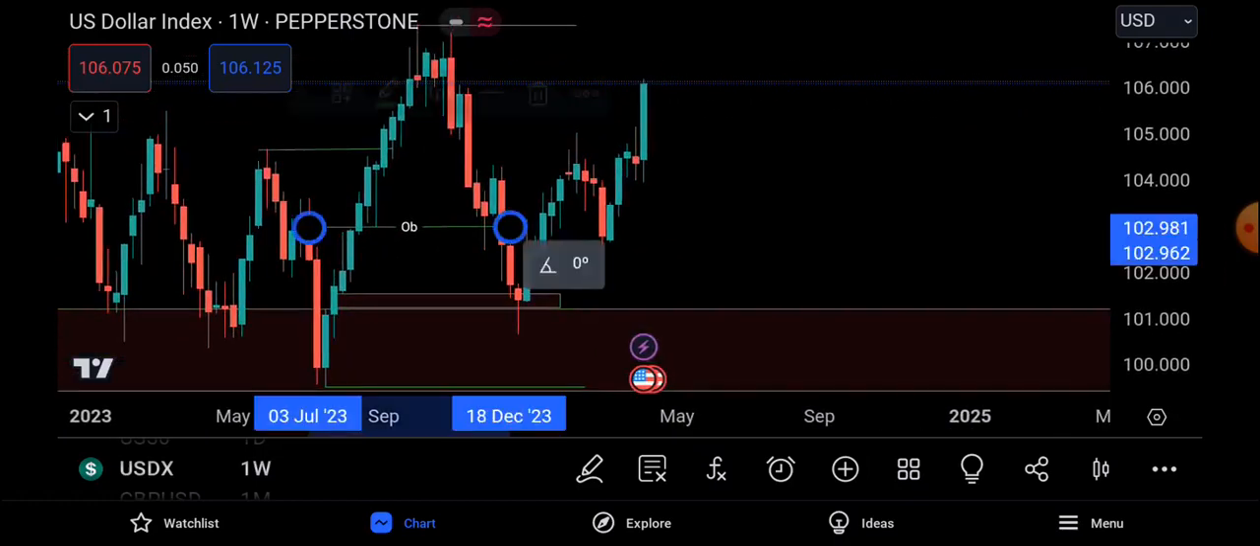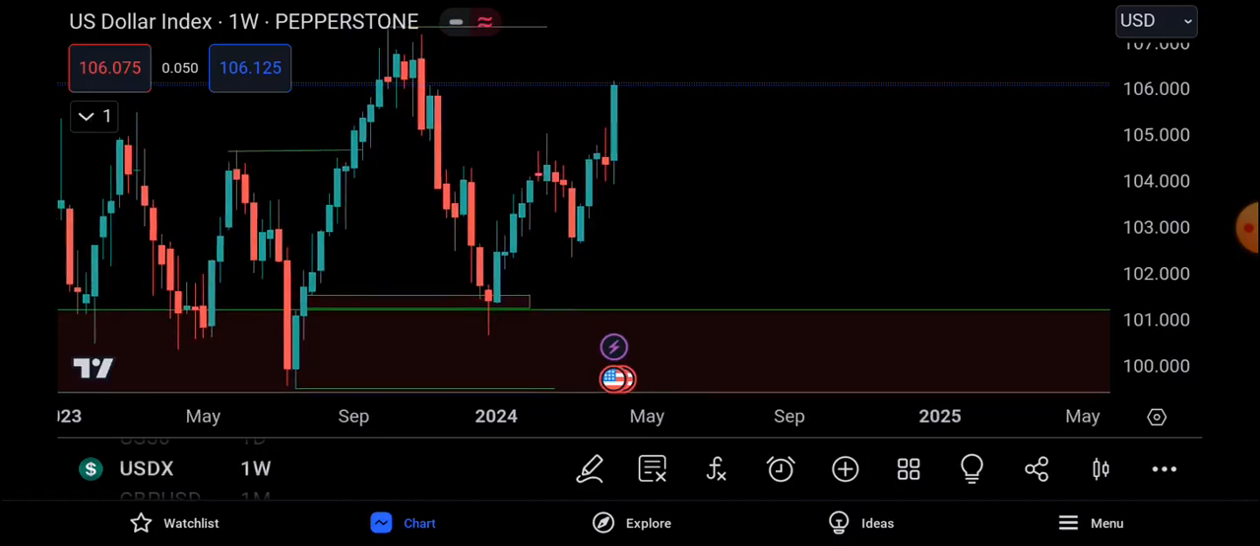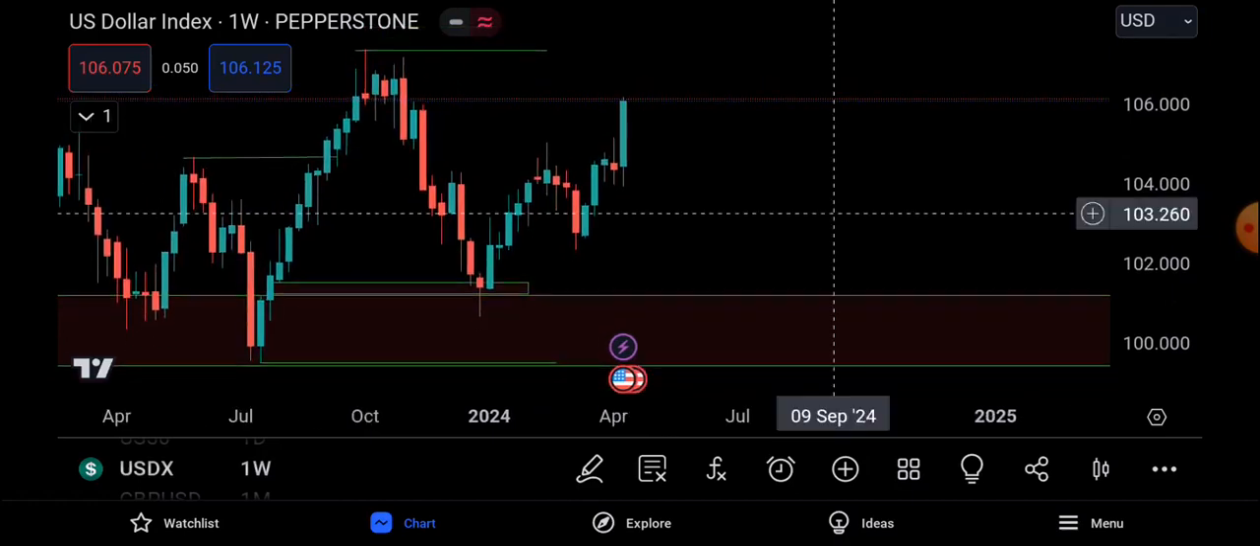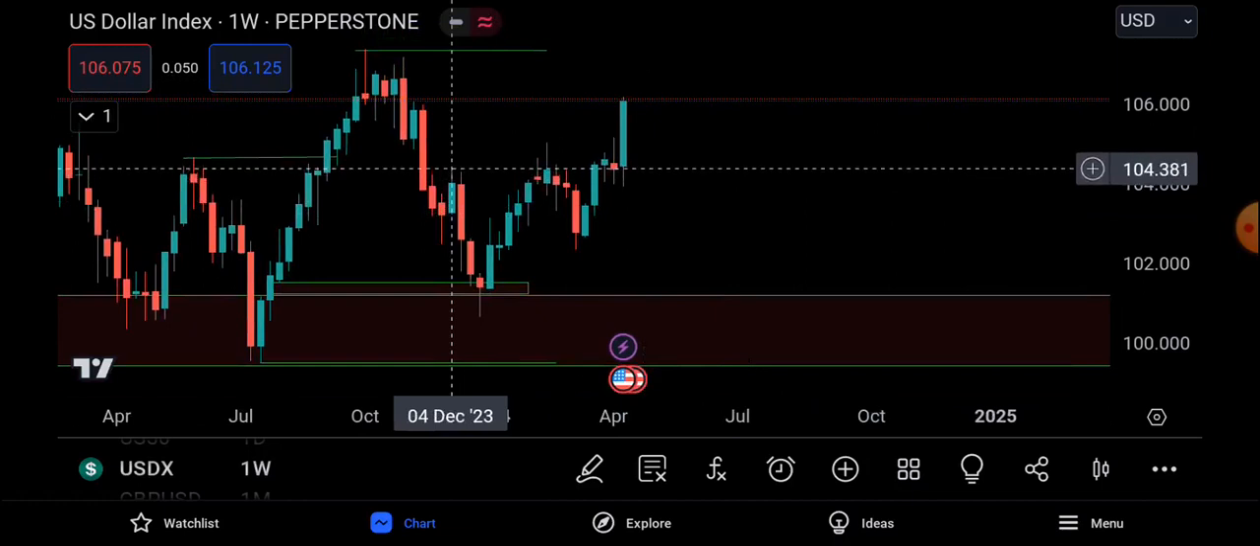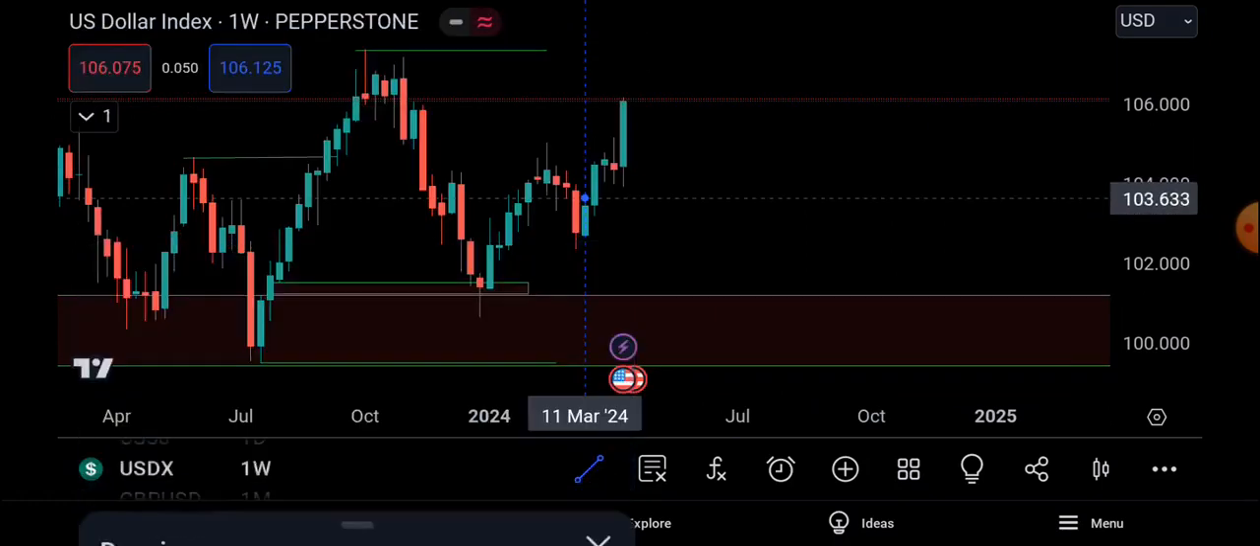Just off of the same time frame, I'm just going to get rid of the order block just to clean the charts up a little bit. Just off of the same time frame, we did have a market structure shift right here. So I'm just going to draw that out.